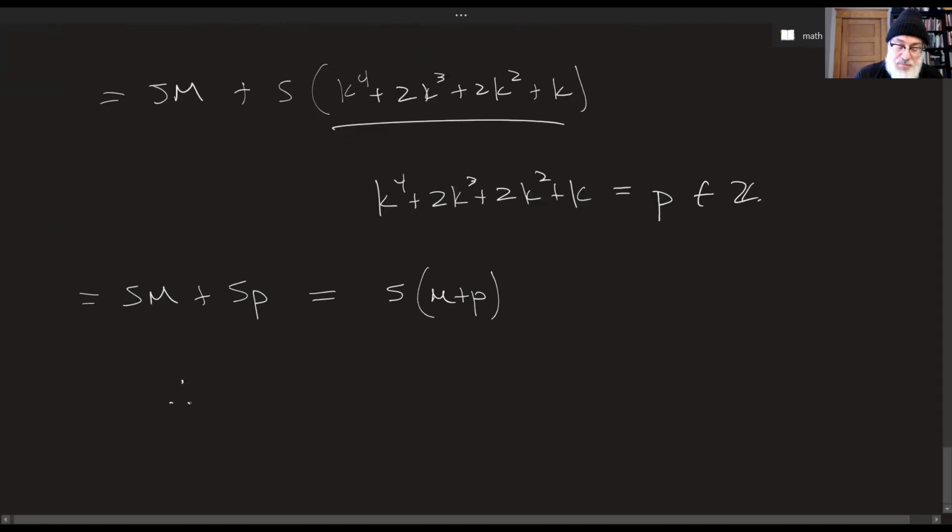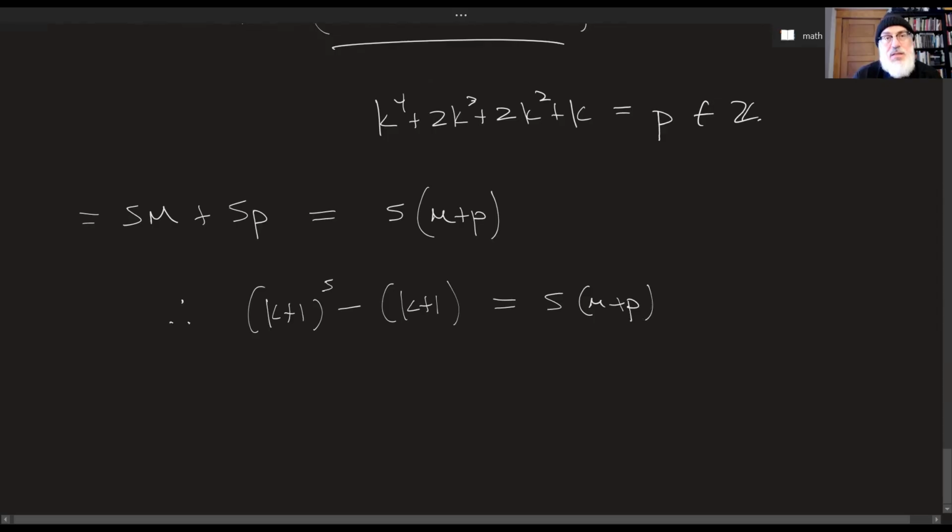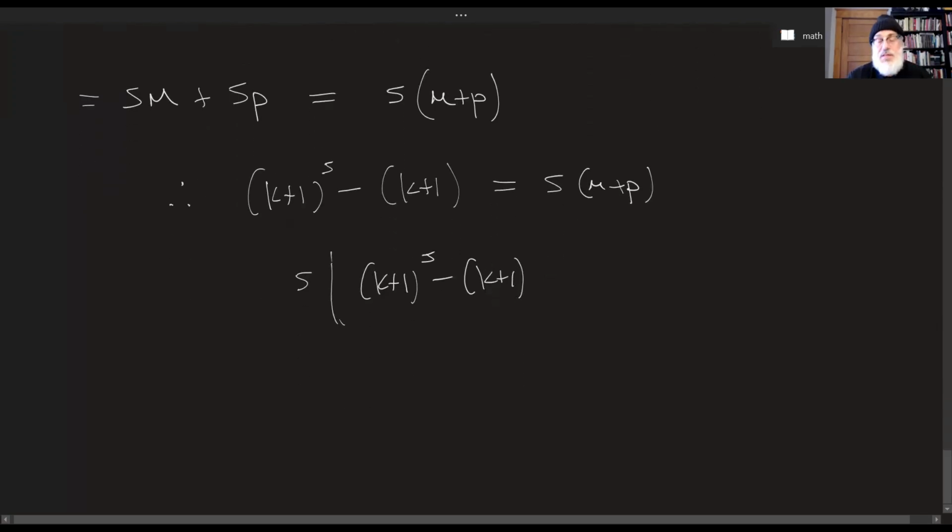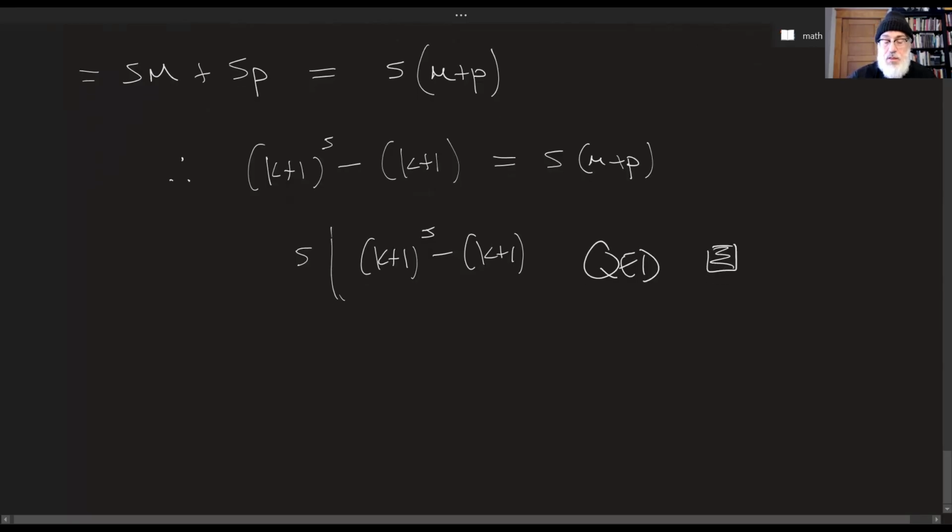So what does this mean? Well, it means that (k+1)^5 minus (k+1) is equal to 5 times (m + p), which means that it's an integer multiple. So that means 5 divides (k+1)^5 minus (k+1), which is exactly what we wanted. And that's it. That's the end of the proof. QED, I like the box. So that's the end of the proof.